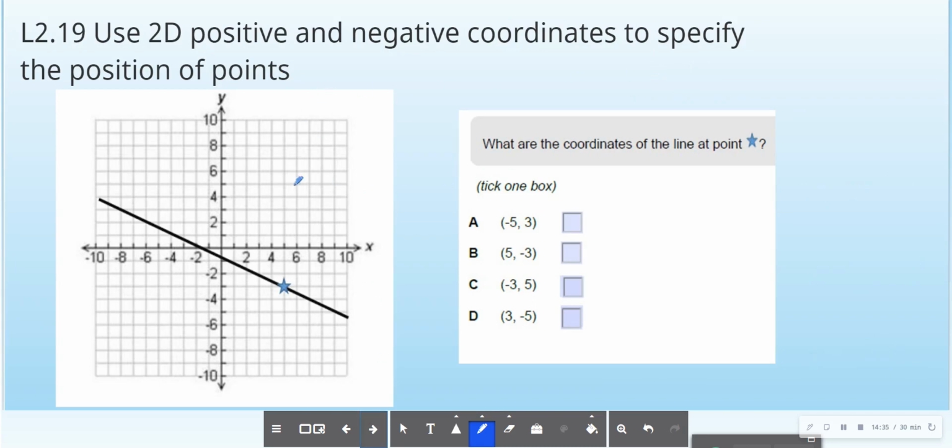Positive and negative coordinates. So the coordinates of the star. We go along the corridor first. So 1, 2, 3, 4, 5. And then we go down. -1, -2, -3. So 5, -3.